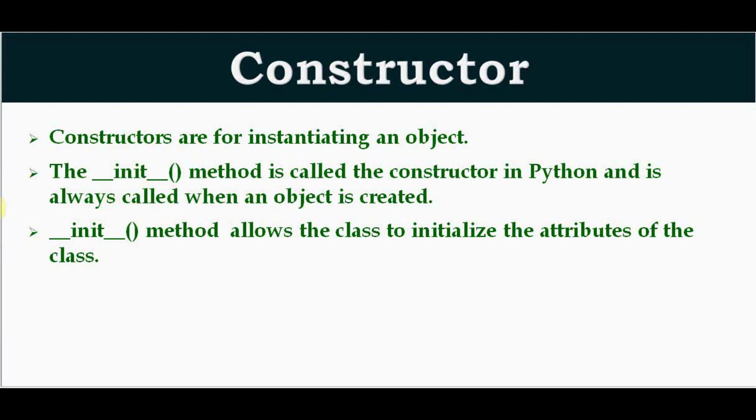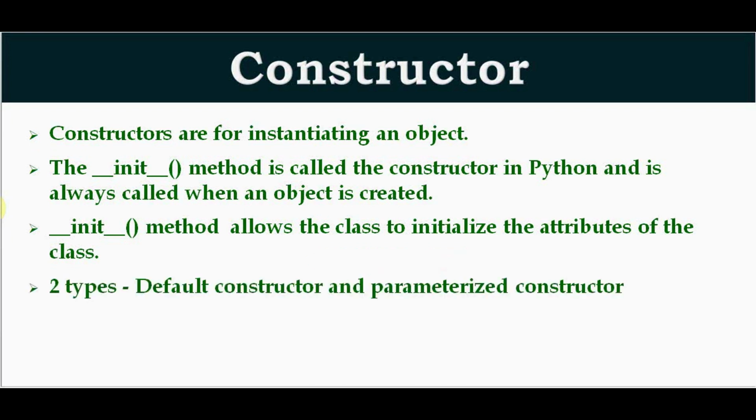You can initialize the attributes. For example, if you are passing the account number as an argument, you can initialize the attribute using the statement self.account_number equal to that number. In a short while, I will be explaining the self parameter. We have two types of constructors, default constructor and parameterized constructor. A default constructor doesn't accept any arguments, and a parameterized constructor is a constructor with parameters.